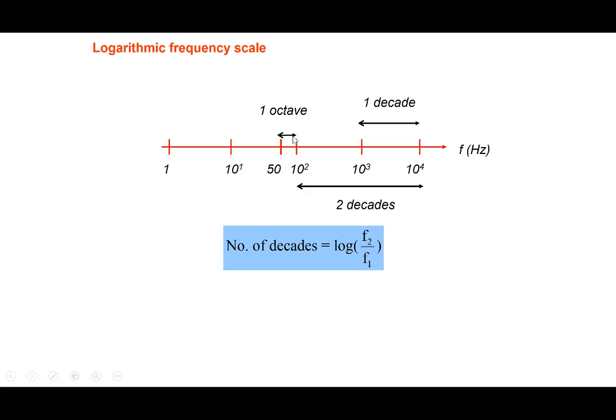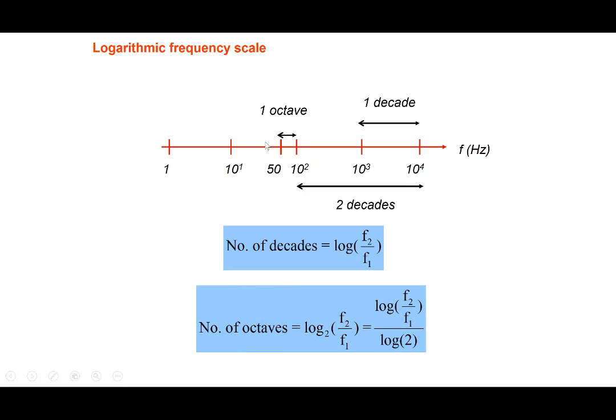Sometimes you will hear the word octave. It's a factor of 2. So when you go from 50 to 100, you say a factor of 2 increase. So you say this frequency is 1 octave higher, and you could say 1 octave lower. When you're talking about octaves, you take the ratio of the 2 frequencies. If you want to find out how many octaves there are between f2 and f1, take the ratio and take log base 2, because we are talking about a factor of 2. If you're talking about how many decades there are between 2 frequencies, take the ratio and take the log with respect to 10.